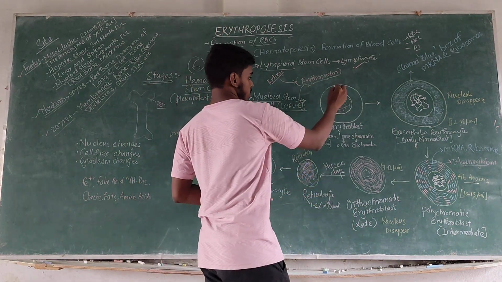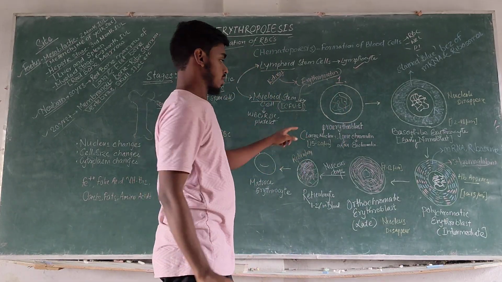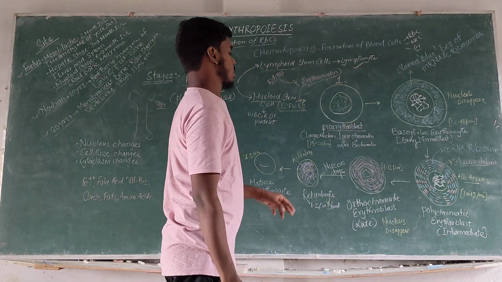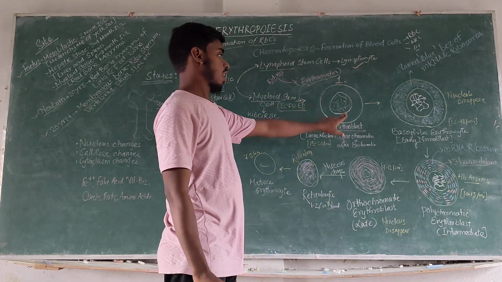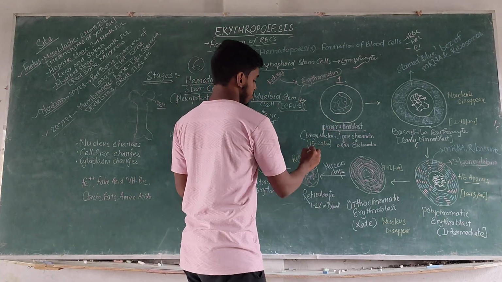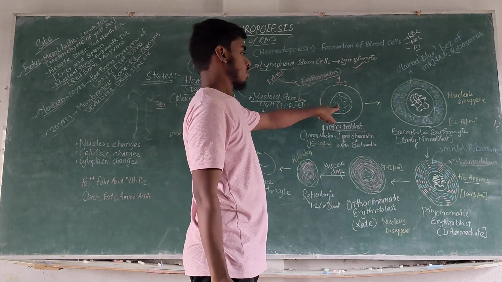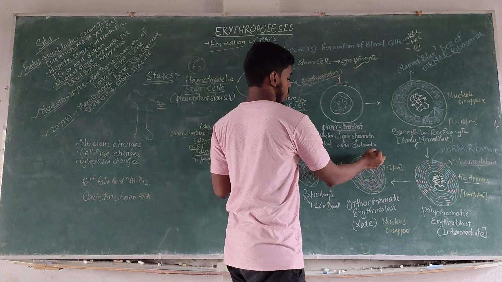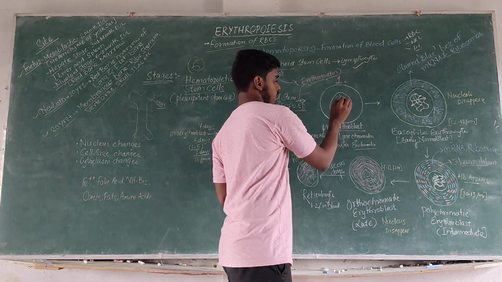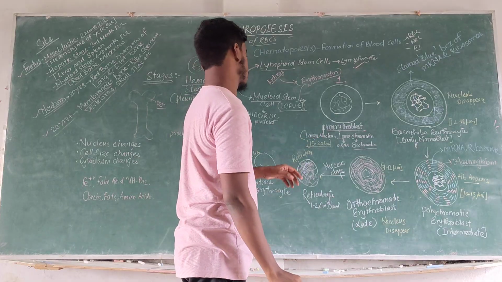So this is the first stage. What is it? Pro-erythroblast. In this stage, the nucleus is very large, the cell size is also large, and the cell size is 15 to 20 micrometer. Here the loose chromatin is also present. We know that loose chromatin is also known as euchromatin, and here the mRNA and other things are present. So this is the first stage.